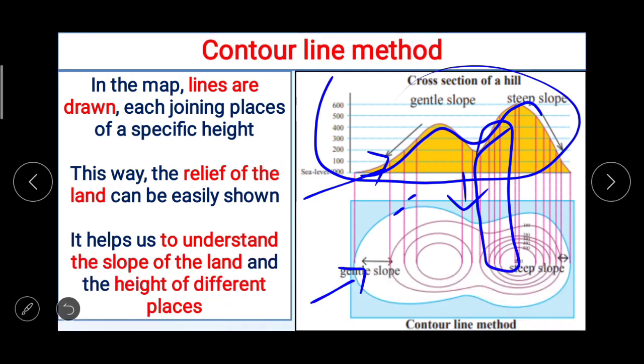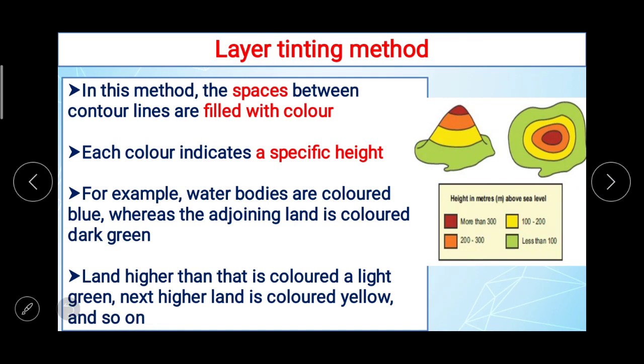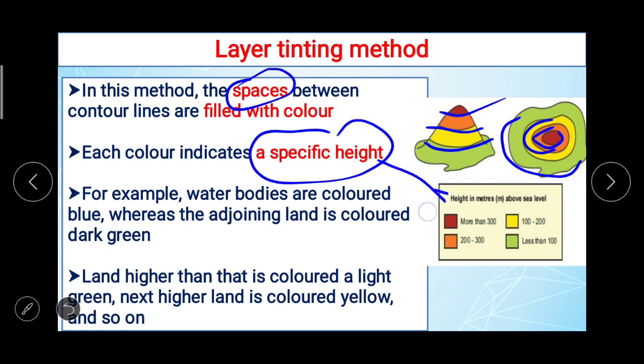Then the next to the contour line method, we have layer tinting method. In this method, the spaces between contour lines are filled with color. For example, ये जो दिख रही है ये contour lines है, और इसको color से भरा गया है. Each color indicates a specific height. Now here you can see this color showing more than 300 height in meters, this one 200 to 300, this one 100 to 200, and this one green less than 100. So in this, each color indicates a specific height.